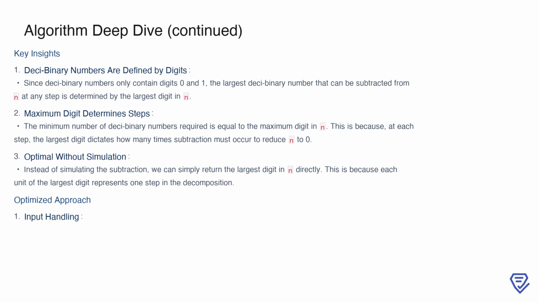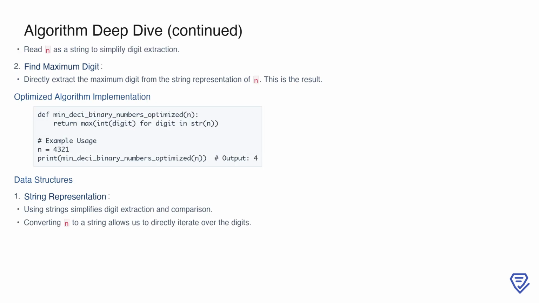This means that instead of simulating the subtraction repeatedly, we can simply identify the largest digit in n and return it as the result. This optimized approach avoids unnecessary computations and provides the answer directly. To implement the optimized approach, we first read the input n as a string. This makes it easier to extract and compare digits without performing arithmetic operations repeatedly. The largest digit in the string representation of n is then identified, and this value is returned as the result. For instance, if n is 4321, the largest digit is 4, which means the output is 4.